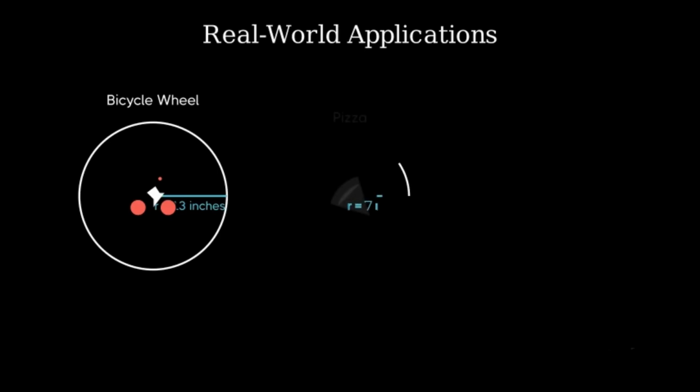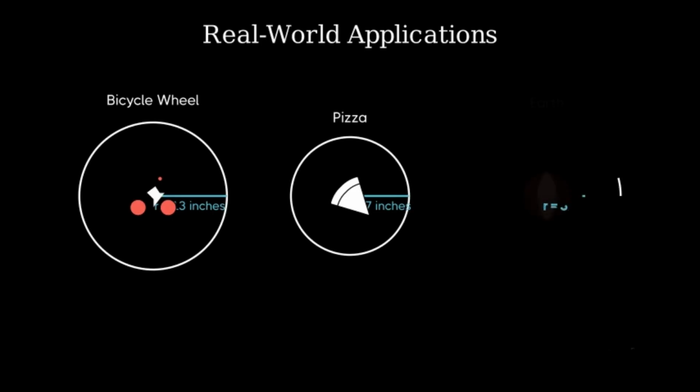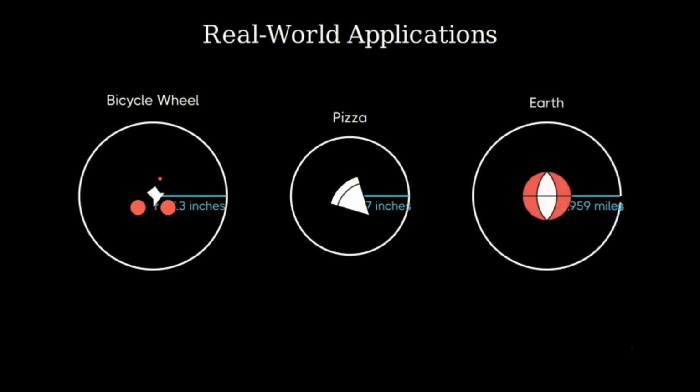Next, consider a medium-sized pizza with a radius of 7 inches. Pizzerias often describe their pizzas by diameter, but we need the radius for our formula. Finally, let's think bigger, much bigger. Our planet Earth is nearly spherical, with an average radius of approximately 3,959 miles. That's the distance from Earth's center to its surface. To find the circumference in each case, we simply apply the formula c equals 2 pi times r.